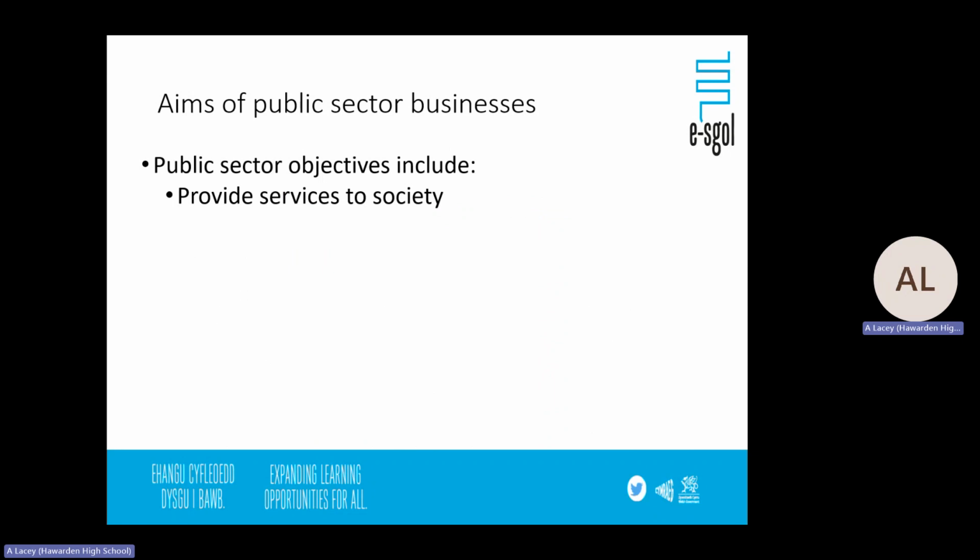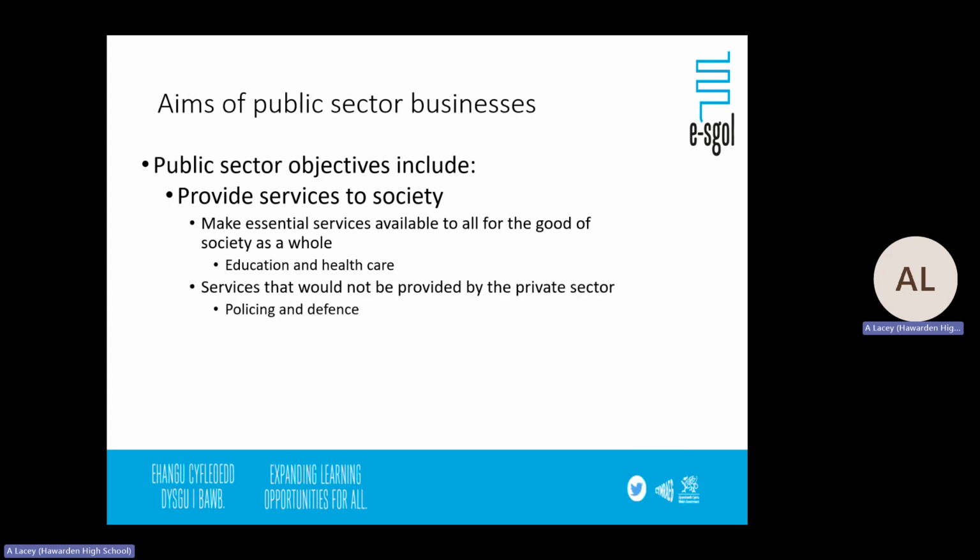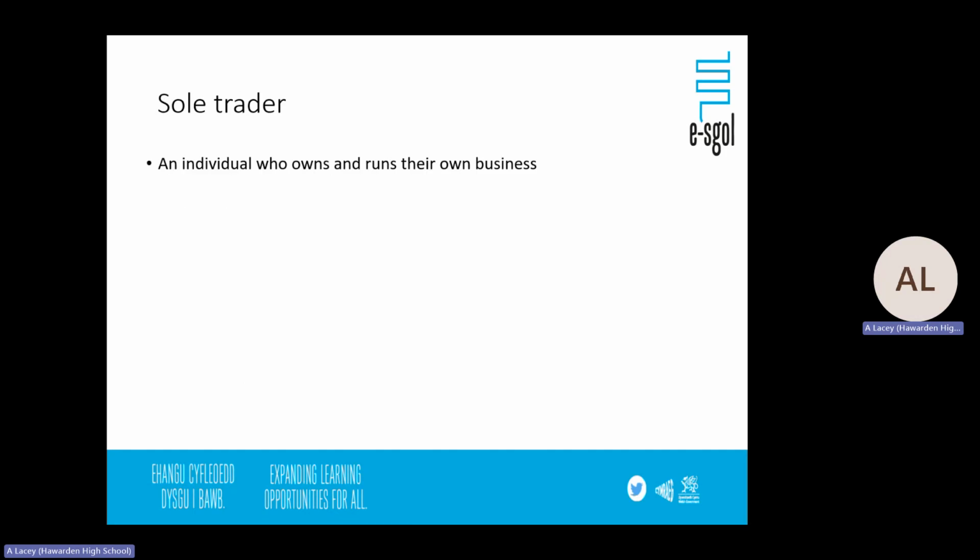Now, the aims of the public sector are different because they are to provide services to society, and that's what they're there for. They're not there to make profit, they're to make essential services available for the good of society as a whole, like your education, your healthcare, your military. Services that will not be provided by the private sector, like your policing and defence of the country. Services that cannot easily be charged for or sold profitably, but benefit everyone, like your street lights or your roads.